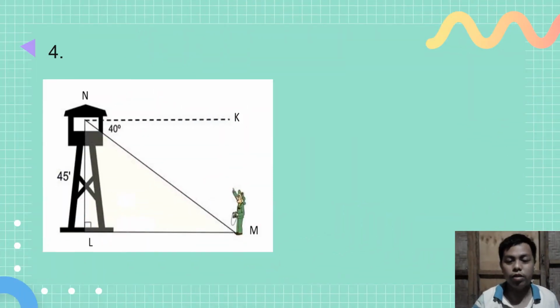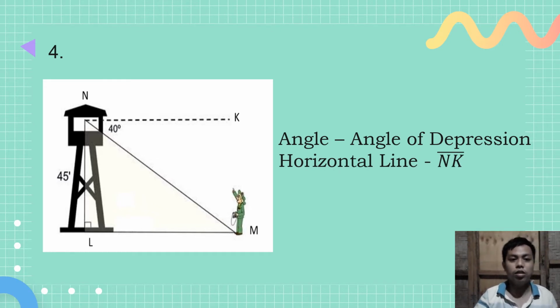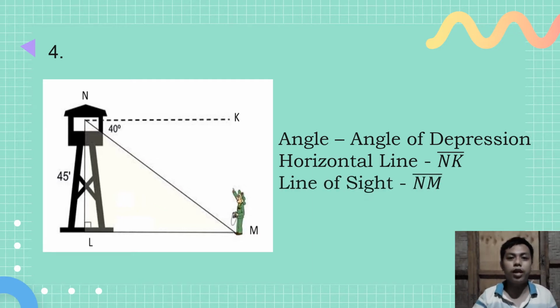Number 4. Our last item. The angle shown in the figure is angle KNM, which is the angle of depression. The horizontal line is line NK. Then our line of sight is line segment NM. Did you get a perfect score? Very good. A job well done.